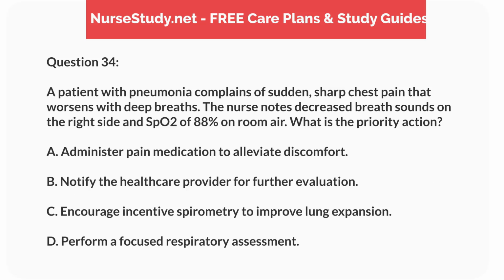Question 34. A patient with pneumonia complains of sudden, sharp chest pain that worsens with deep breaths. The nurse notes decreased breath sounds on the right side and SpO2 of 88% on room air. What is the priority action? A. Administer pain medication to alleviate discomfort. B. Notify the healthcare provider for further evaluation. C. Encourage incentive spirometry to improve lung expansion. D. Perform a focused respiratory assessment.